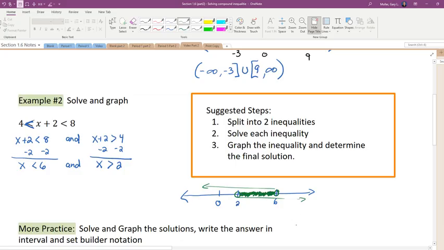Set builder notation. We could put these now back together as a statement and say clearly that x has to be less than 6 and at the same time greater than 2. Or we can simply say in interval from 2 to 6. All right, that's really about it.